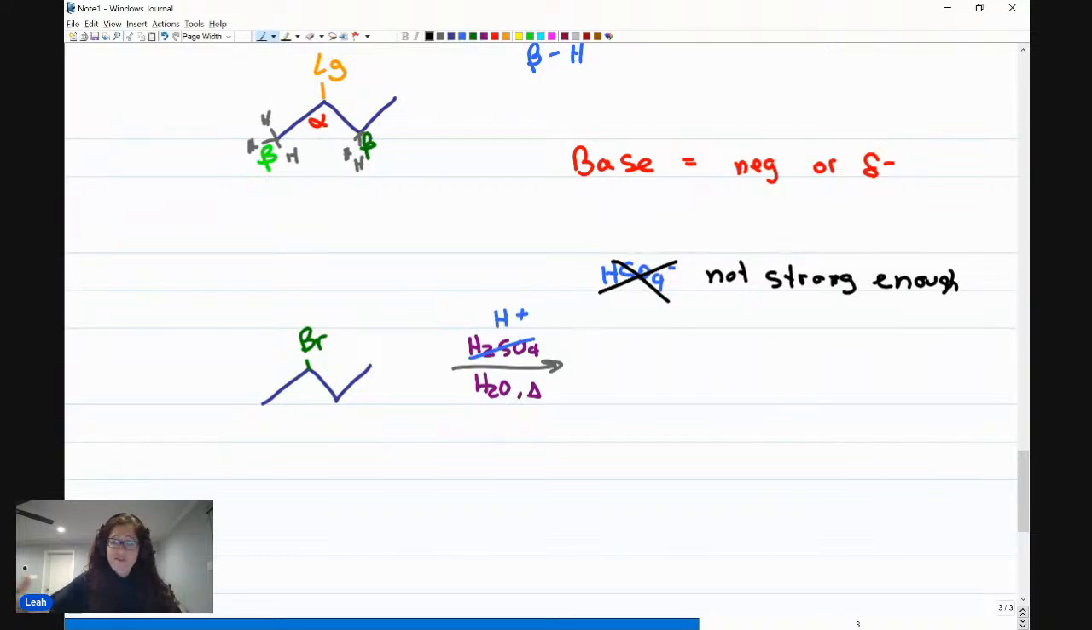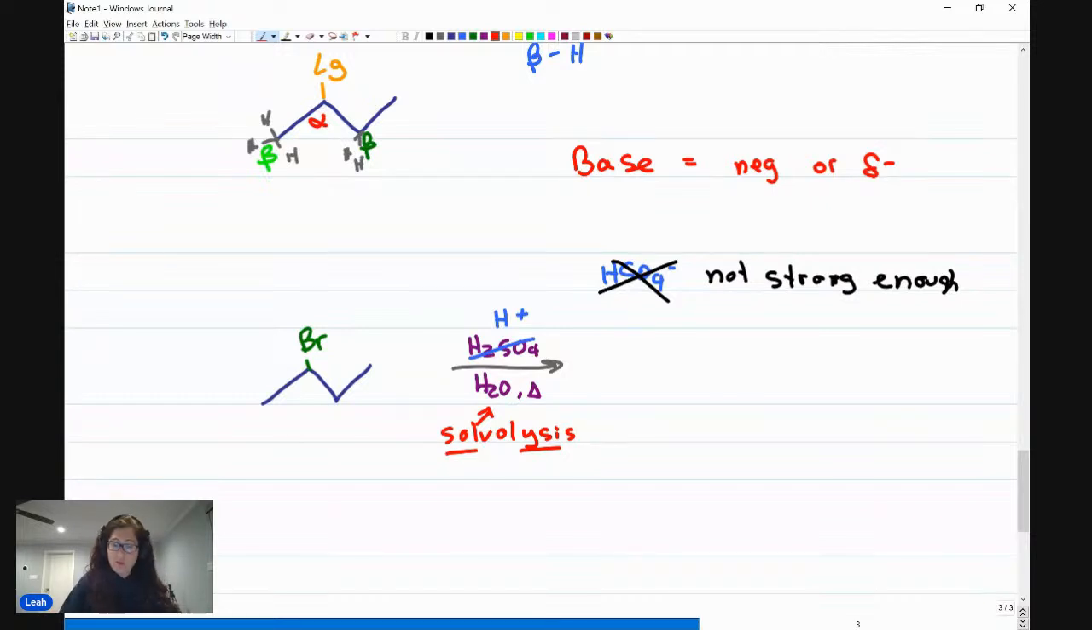If we don't have a base given and you only see an acid catalyst and a solution, the solution itself is going to act as your base. This is called a solvolysis reaction. Solvolysis, the solvent is going to do the reaction here. And the solvent, water, is a weak base that we're going to use for this reaction.